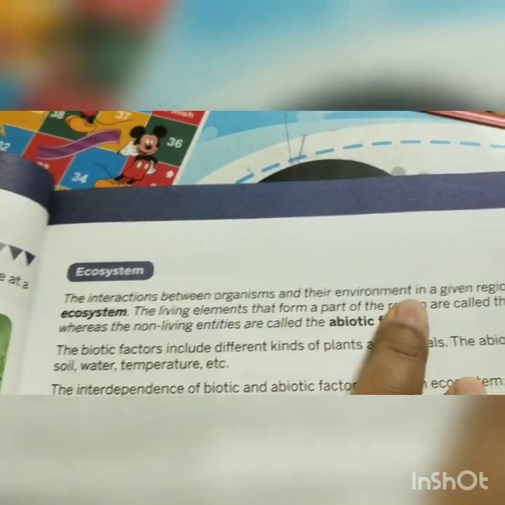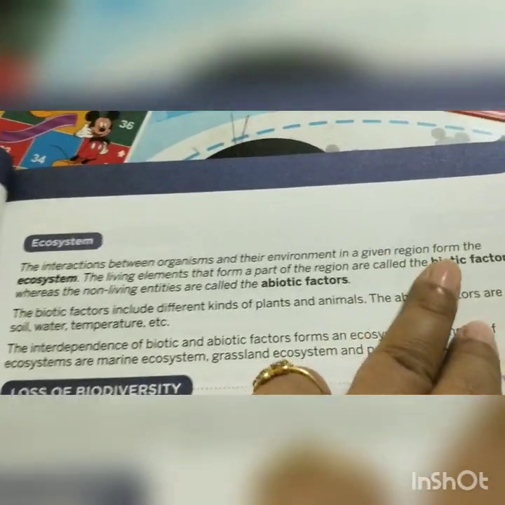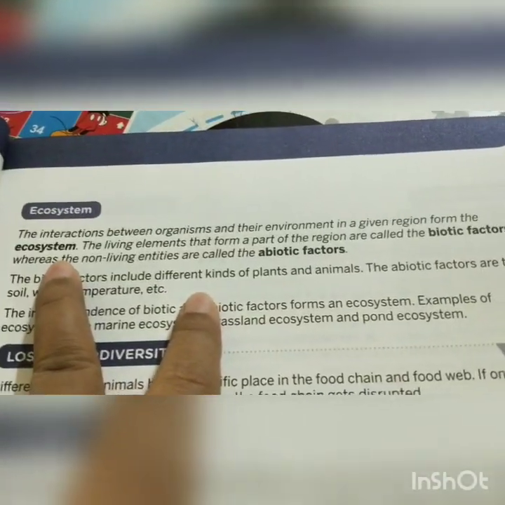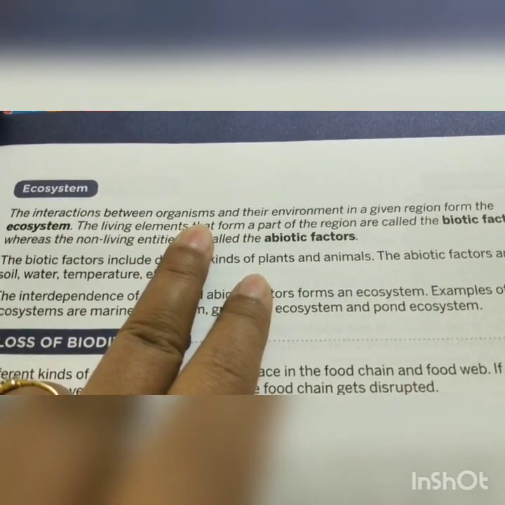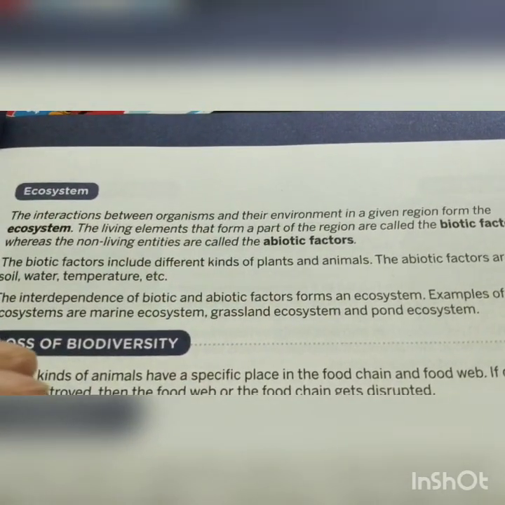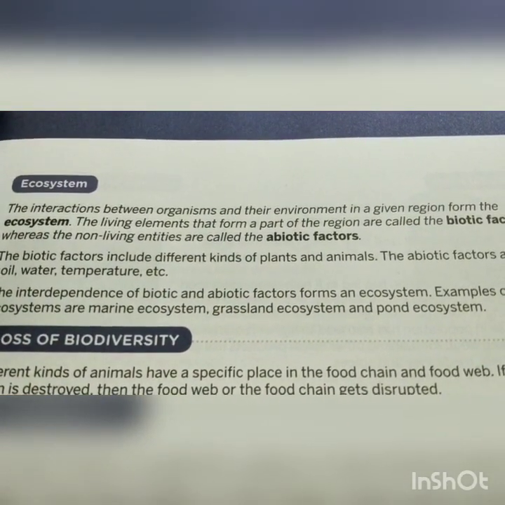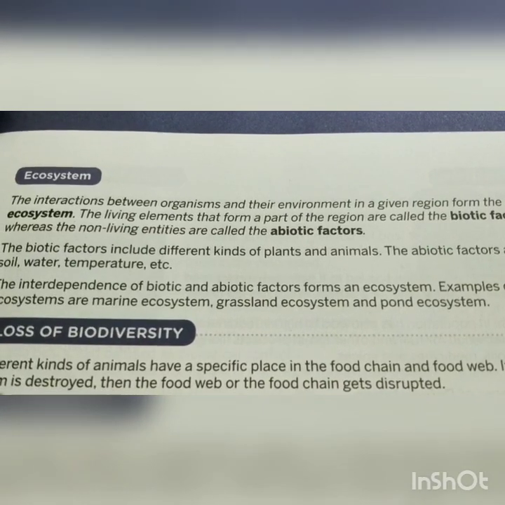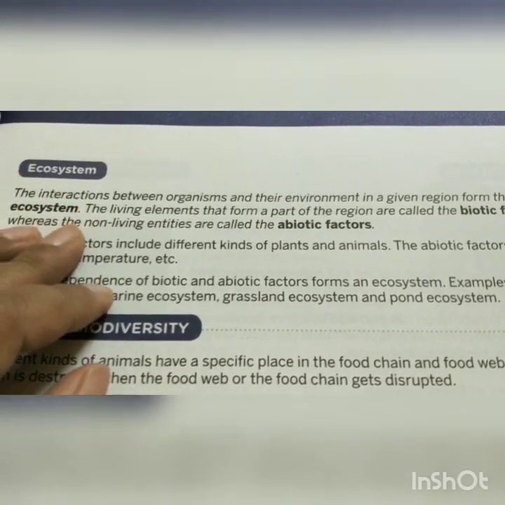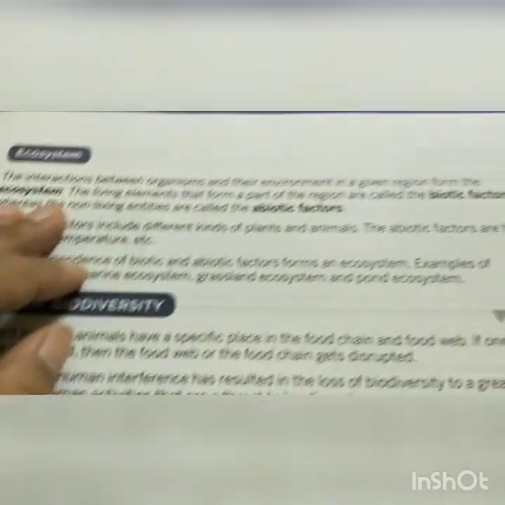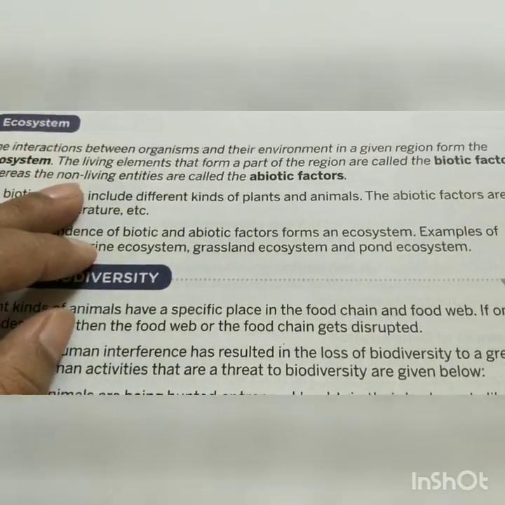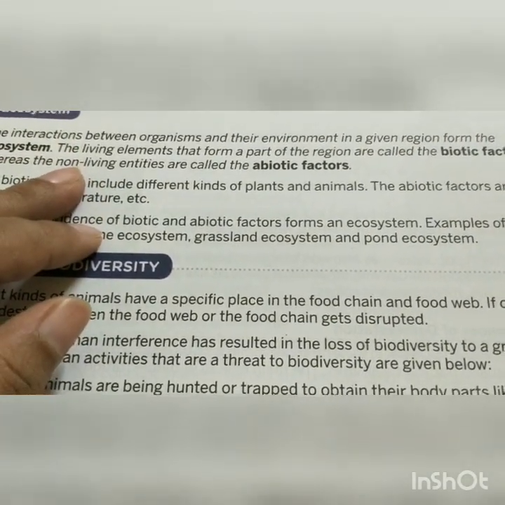The interactions between organisms and their environment in a given region form the ecosystem. The interaction between the organism and their environment means relation. In a particular region, the animals are related to, dependent on, or habituated to their environment. So that is called the ecosystem.